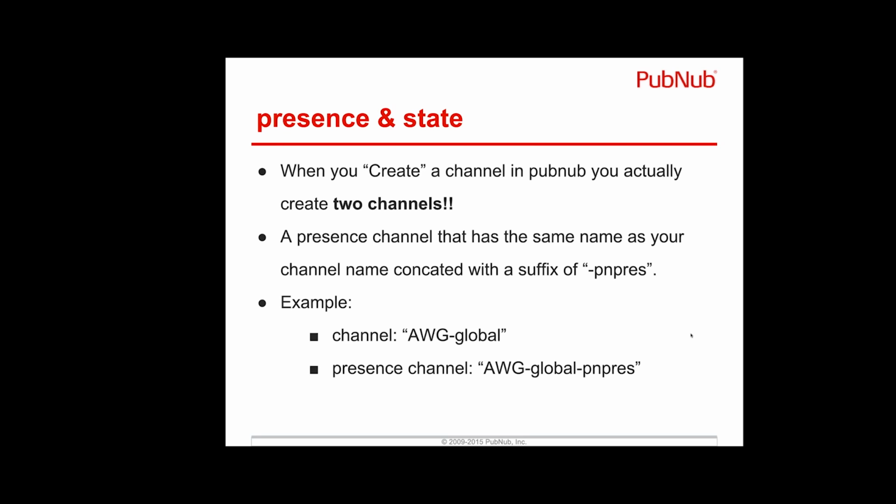Okay, when you create a channel, it doesn't matter what channel it is, you're actually creating two channels on the PubNub side. There's one channel with the name of the channel, which in our case is AWG-Global, and the second channel is AWG-Global-PN-Pres. That suffix of PN-Pres is the presence channel. So you can actually subscribe to just the presence channel and just get presence events, or you can subscribe to the channel and then tell the SDK to also listen for presence events on that particular channel.